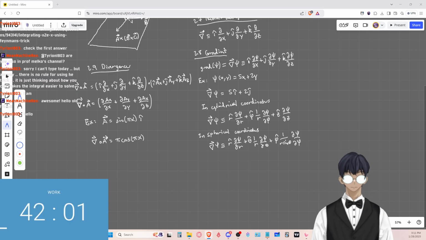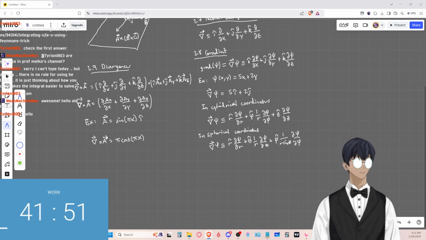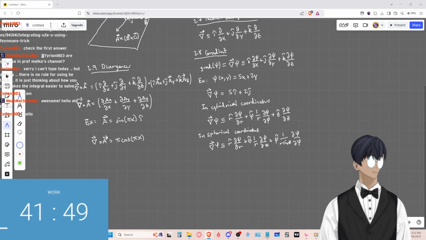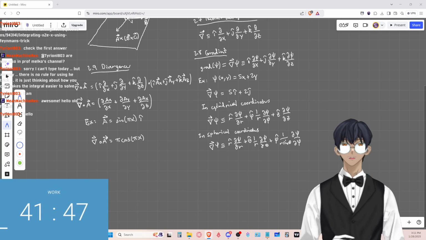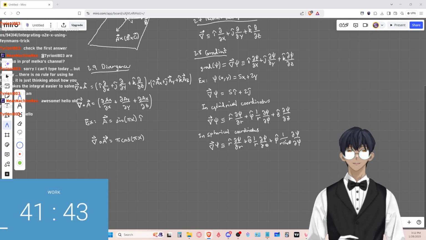Let's see. Divergence. Oh, okay. So the diagram is up there. I was just thinking it's a different diagram. Okay, 13.4 for A.